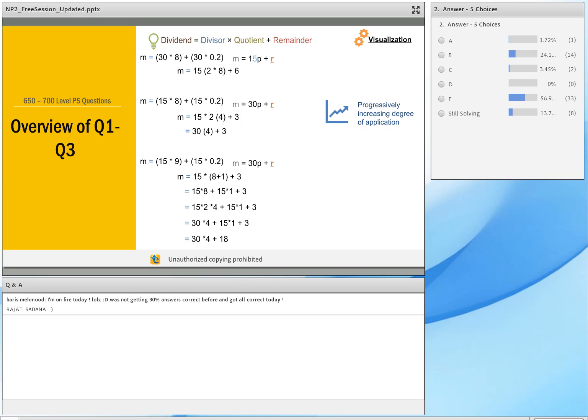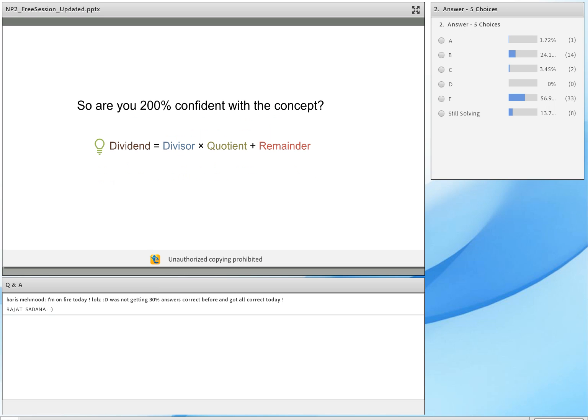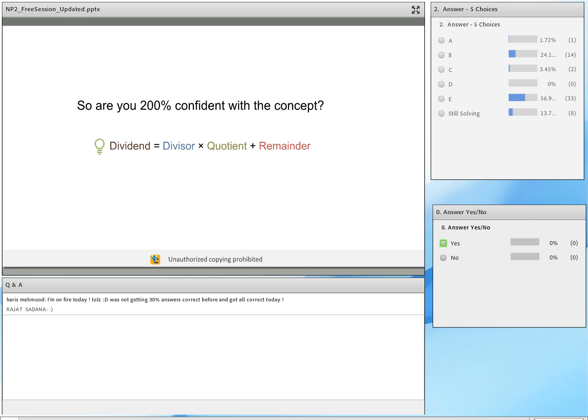Now, we're going to go towards 700 level questions. Again, still problem solving questions, but I want to make sure that you guys are 200% confident about using this equation. That is, dividend is equal to divisor times quotient plus remainder. Are you guys comfortable now while using this equation? Because we're going to use this equation again and again.